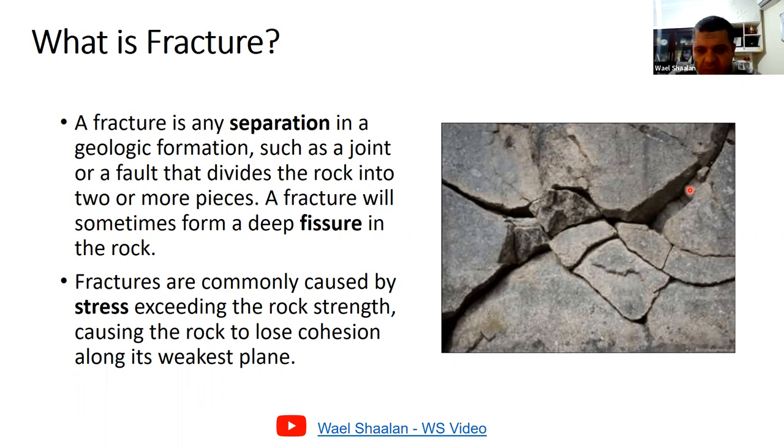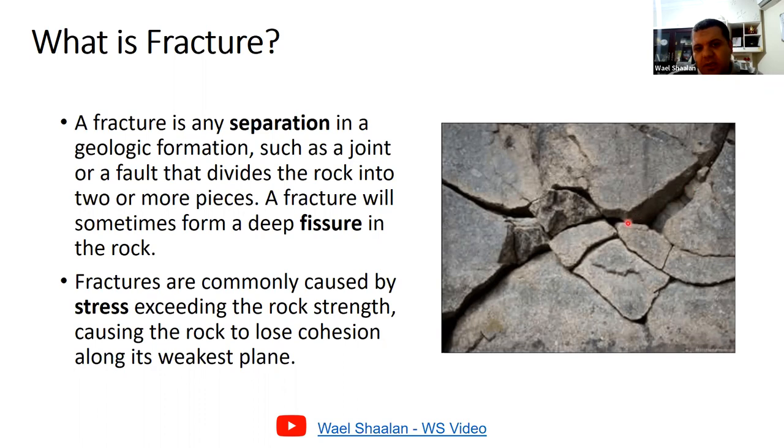Is it brittle? Is it semi-brittle? Is it ductile? Is it very hard? Does it contain fluids? Is it porous? Is it not porous? All this will be a function of the fracturing mechanism itself. So the rock rheology or rock competence will reshape the fracture, in combination, for sure, with the stress applied in this rock unit.